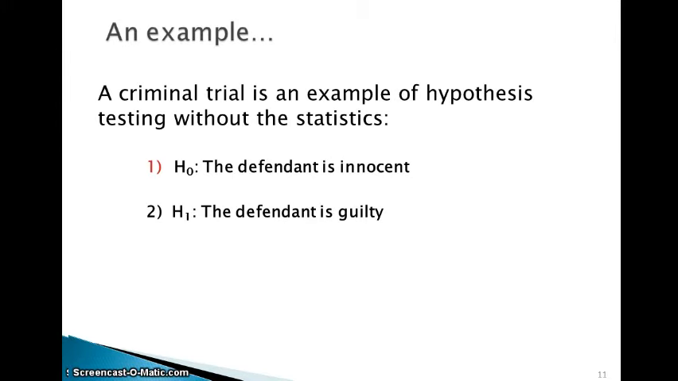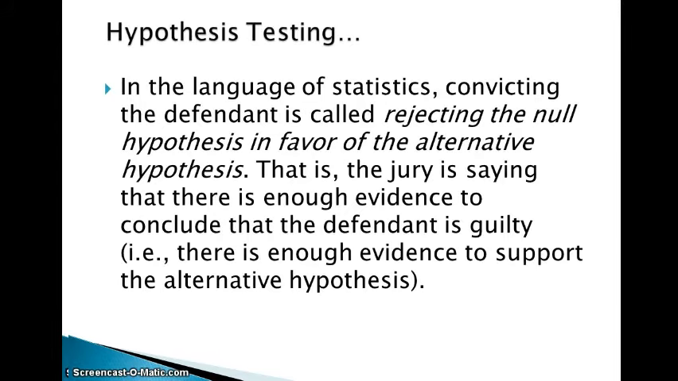A criminal trial is an example of hypothesis testing outside the realm of statistics. But think of it like this. The null hypothesis, which is H0, is that the defendant's innocent. The alternative hypothesis, H1, is that the defendant is guilty.